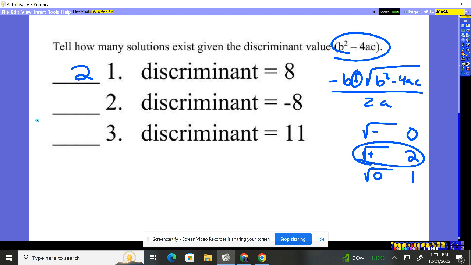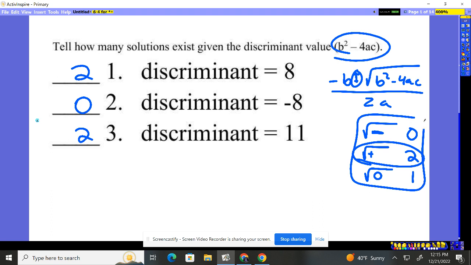If the discriminant value was negative 8, well, if it was negative, you couldn't continue with the problem. So it meant there were 0 solutions. There weren't any real number solutions. And if the discriminant was a positive 11, well, positive meant what? There were two solutions. So there's problems 1, 2, and 3.